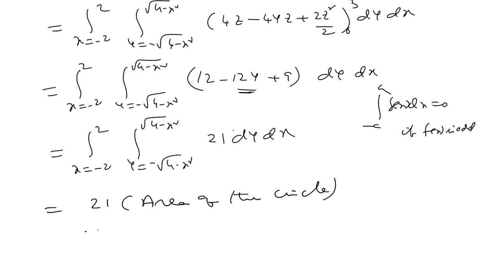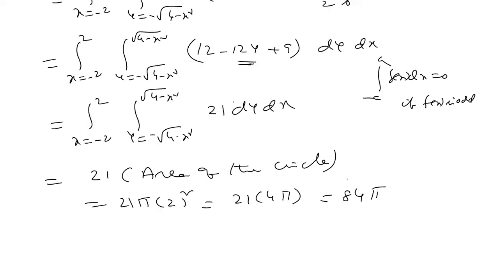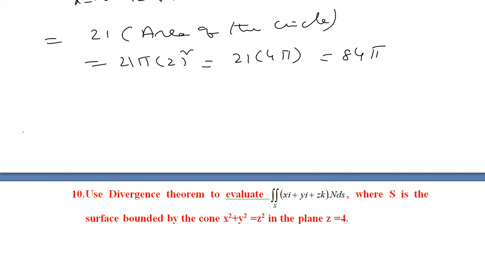What is the area? Pi r square, where r is 2. So 21 into 4 pi, that is 84 pi. What is the conclusion? Hence, the double integral of f dot n ds, by the Gauss divergence theorem, equals 84 pi.